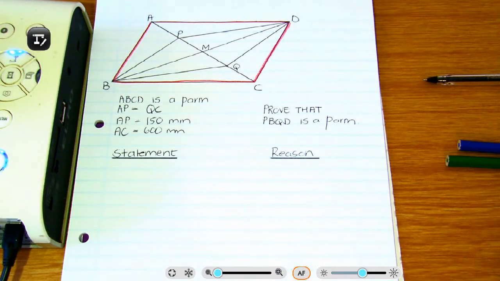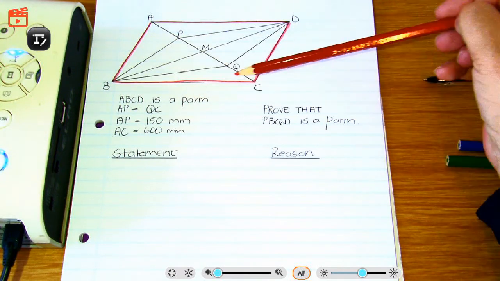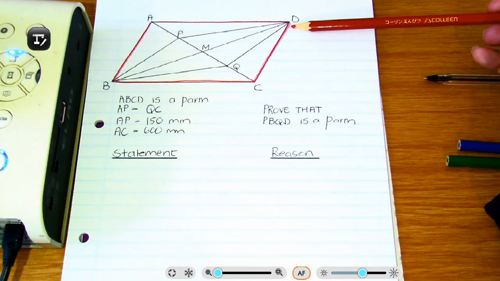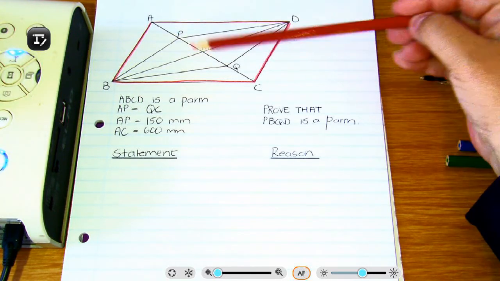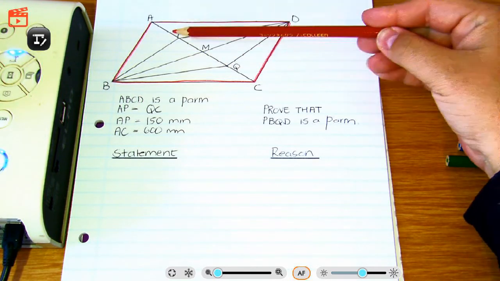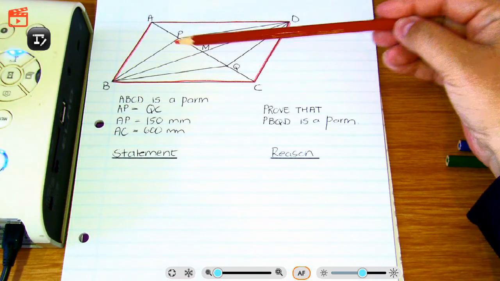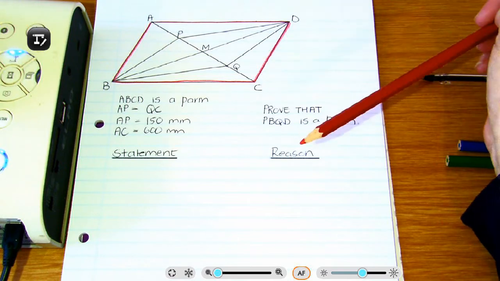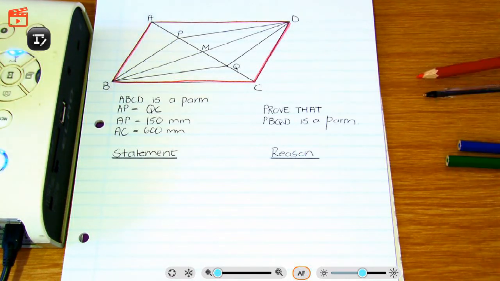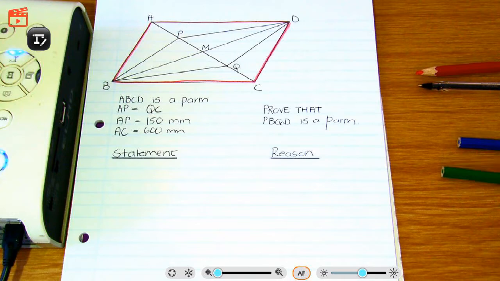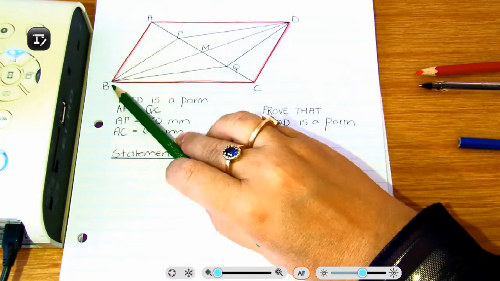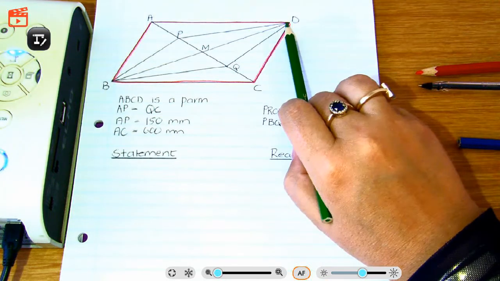Okay, grade 10. So the question says to us that ABCD is a parallelogram. I've just highlighted that in red. They tell us that AP is equal to QC. They tell us that AP is equal to 150 millimeters. They tell us that AC is equal to 600 millimeters. And what they're doing is they're asking us to prove that PBQD is a parallelogram.